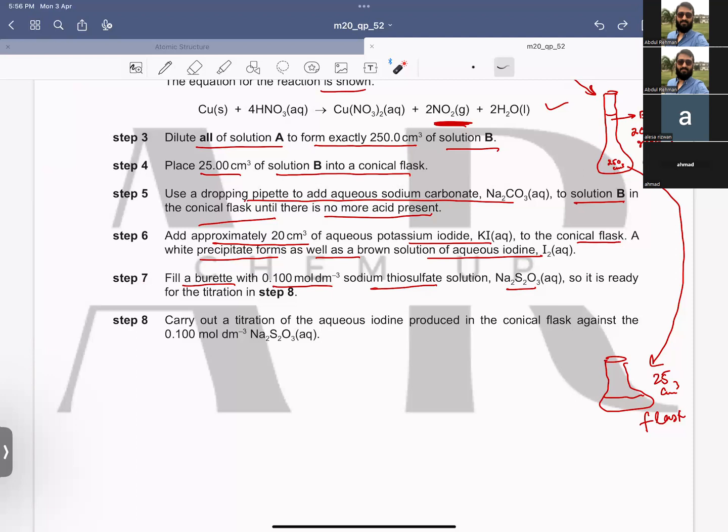Step 7: fill a burette with 0.1 mol per dm³ sodium thiosulfate. No, sorry, step 6: add approximately 20 cm³ of aqueous potassium iodide to the conical flask. A white precipitate forms as well as a brown solution of aqueous iodine. So we are getting two things: when we add potassium iodide, we observe a white precipitate and a brown solution of aqueous iodine.